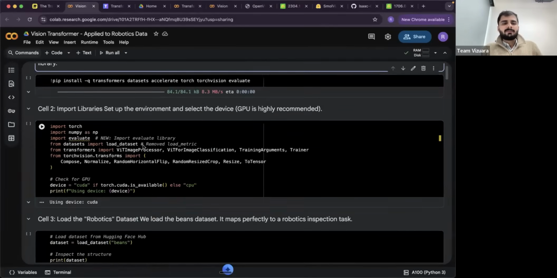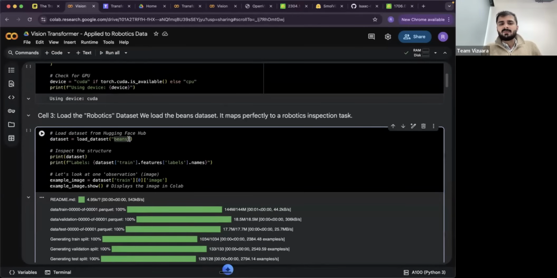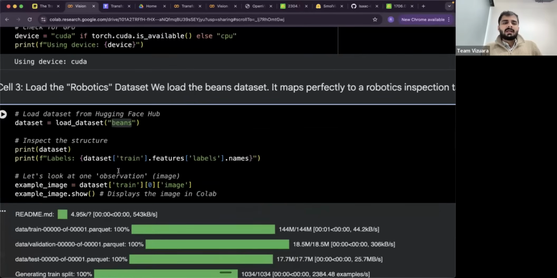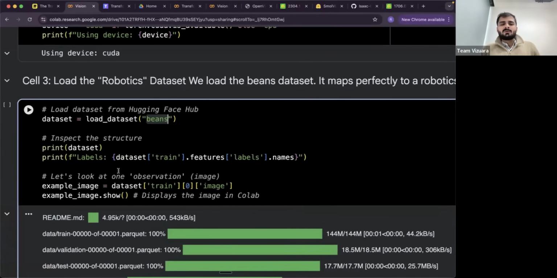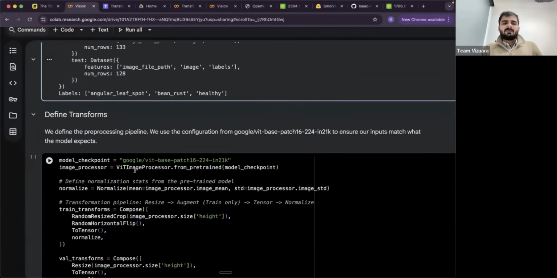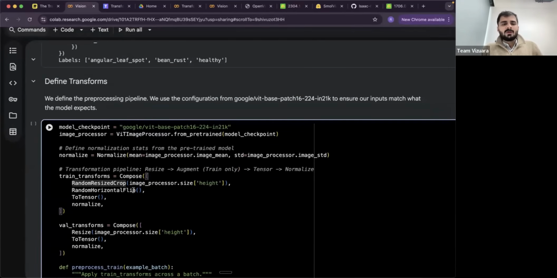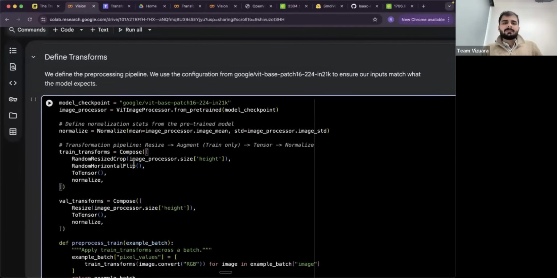Okay, so first we will import this dataset, which is the beans dataset from HuggingFace. And we will split this dataset into training and testing. It's a standard process. And then we transform these images using horizontal flips and crops to make sure that we have a lot of diversity in the training data, which is done in this step.